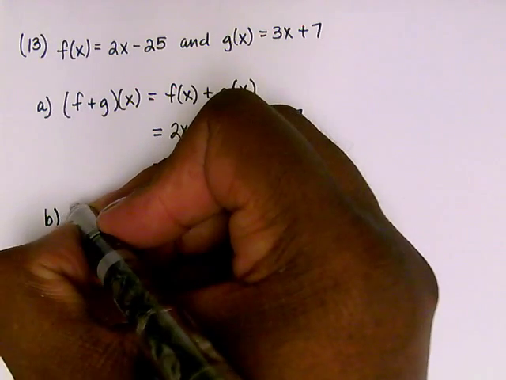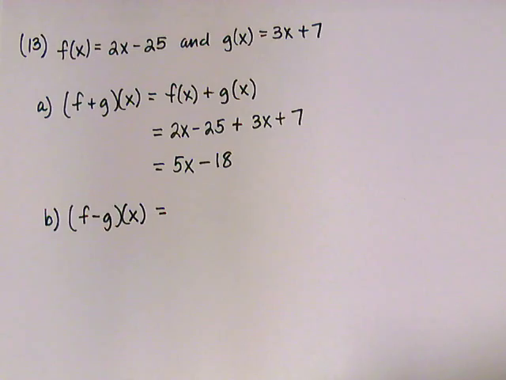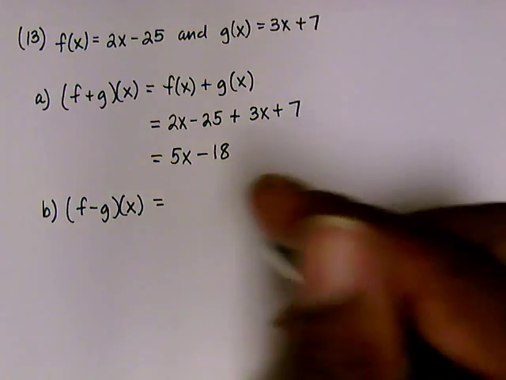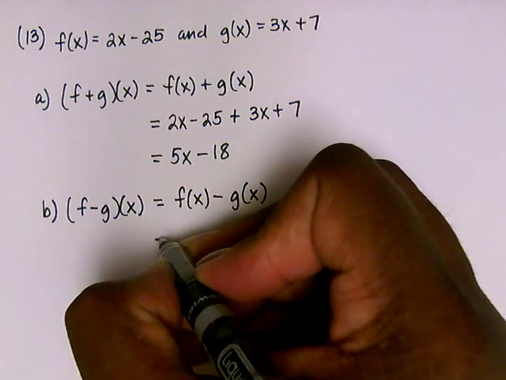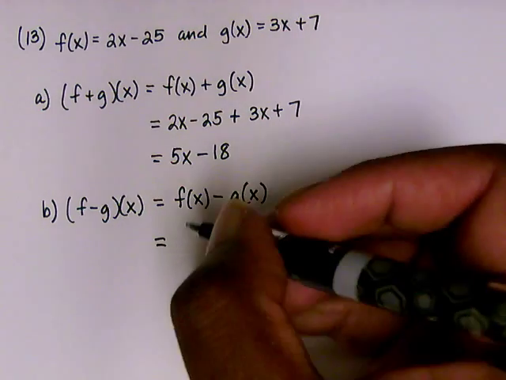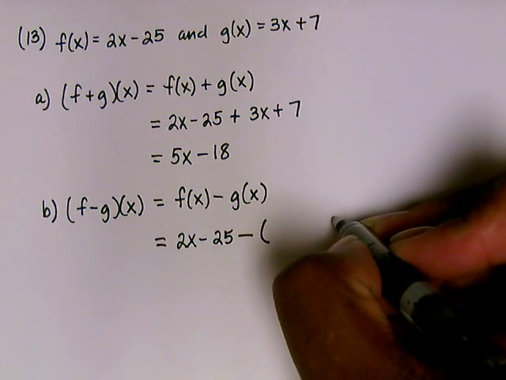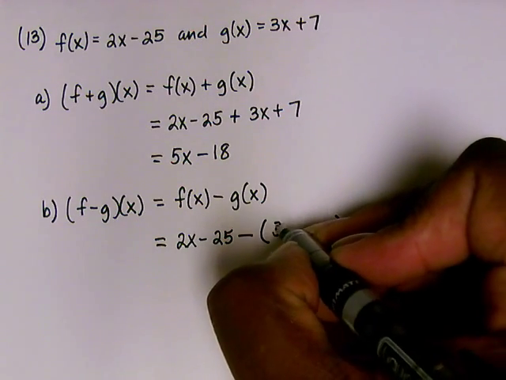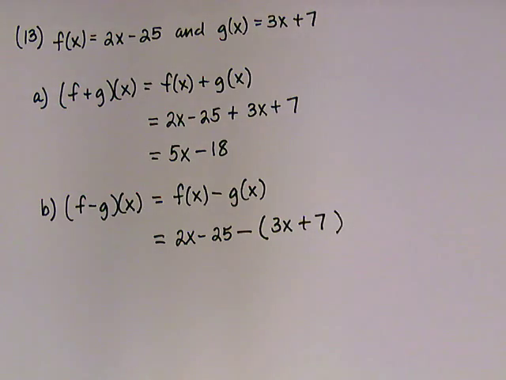Now part B is the difference of the two functions. That's f minus g of x, and that's simply saying f of x minus g of x. In this case here, f of x is 2x minus 25 minus, now notice I'm putting g of x in the parentheses, that 3x plus 7, because I'm subtracting the entire g of x function from f of x. So that's why 3x plus 7 is in parentheses.